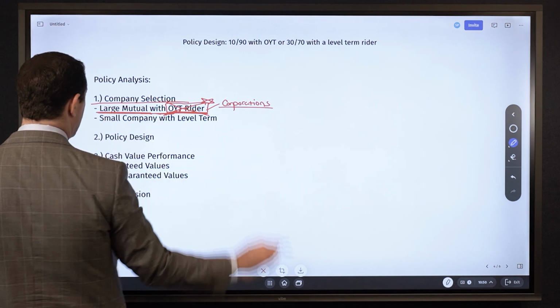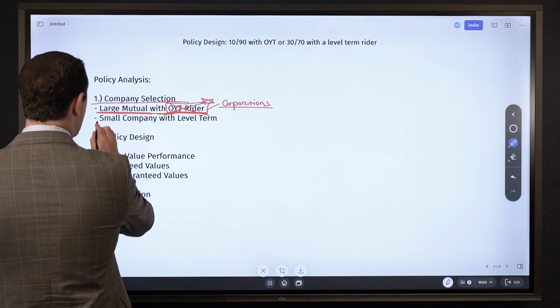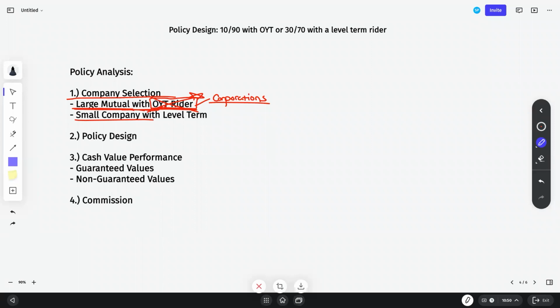Should you go with a large major mutual company, or do you go with a smaller company and perhaps a level term rider? We hear this quite a bit, that this is the preferred design. So we're going to compare them side by side.